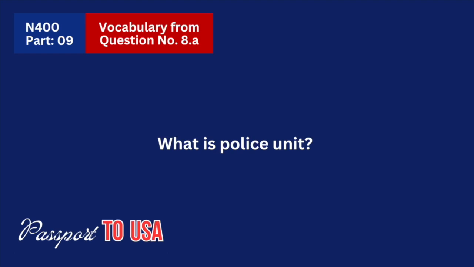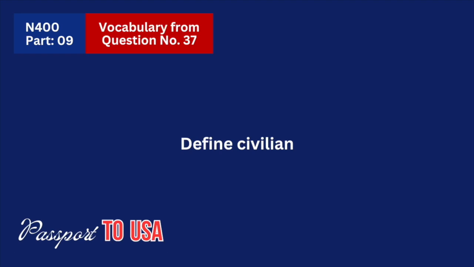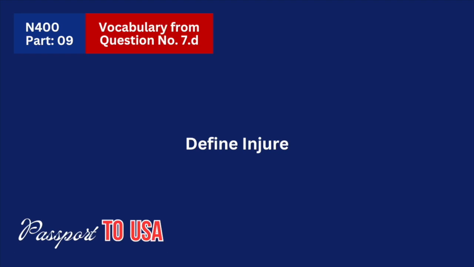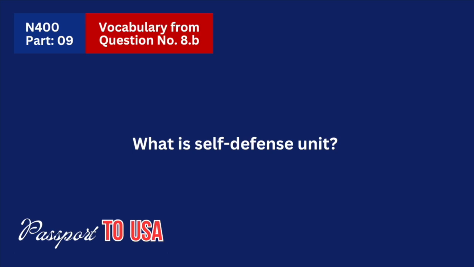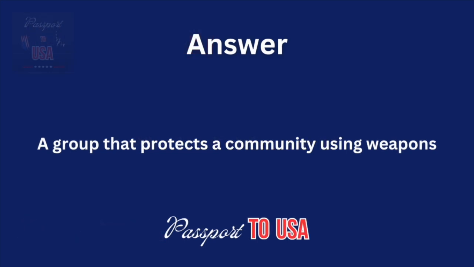What is police unit? A group that enforces the law and stops crime. Define civilian. Anyone who is not in the military. Define injure. To hurt someone. What is self-defense unit? A group that protects a community using weapons.